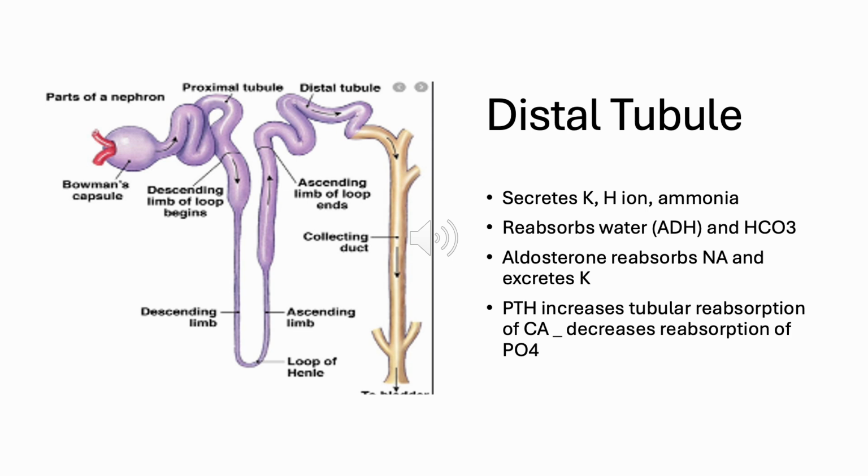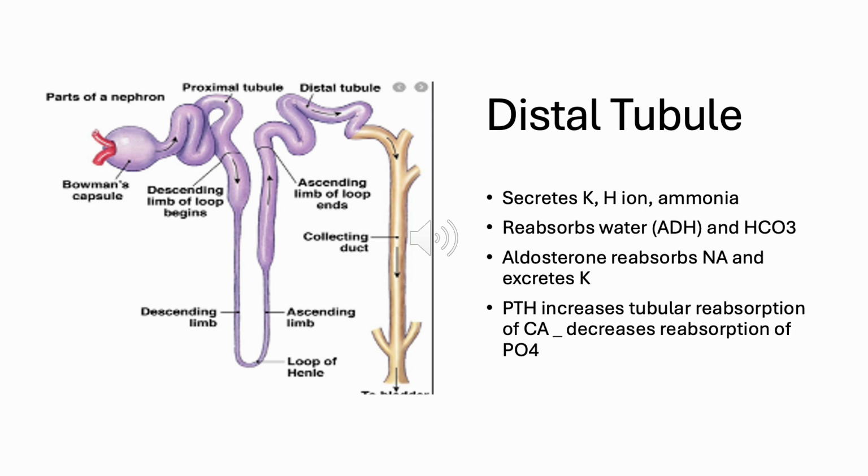The filtrate that filters through the glomerulus makes its way down the tubule system and becomes urine as it goes through. Now, I just want to tell you a few things about the distal tubule. You don't have to memorize them, but it secretes potassium for us because we lose potassium in our urine, and that's going to be important when we talk about kidney disease.